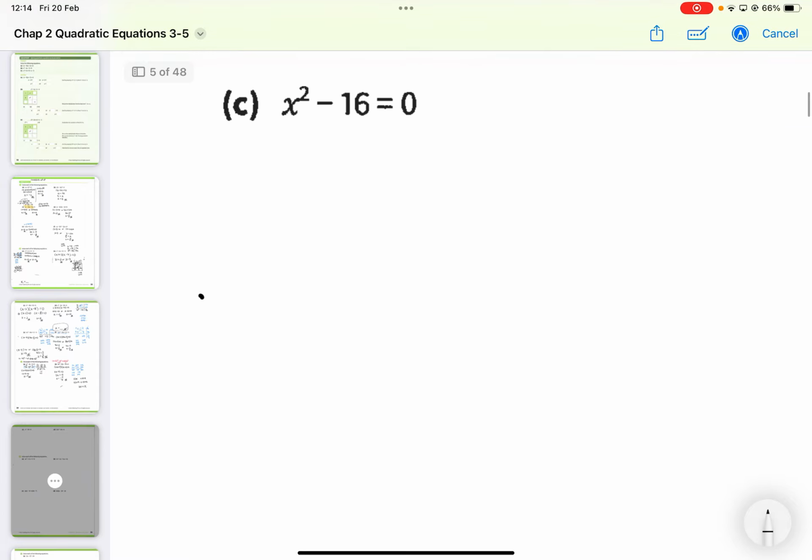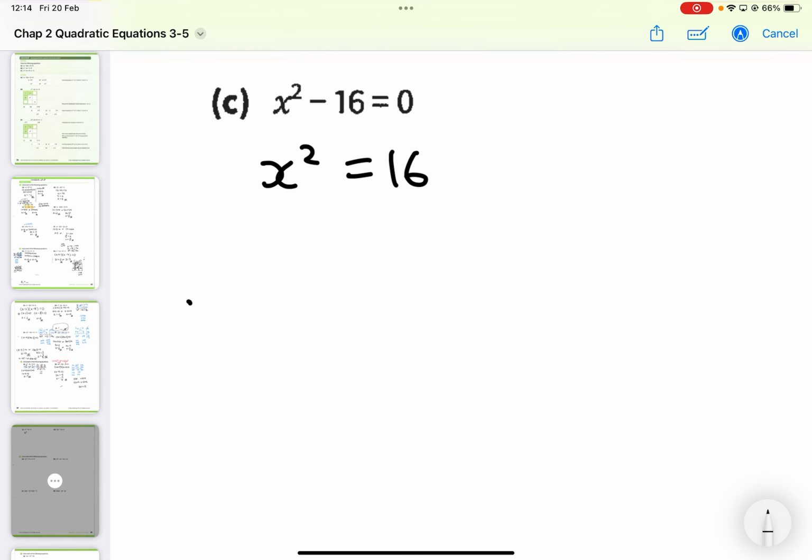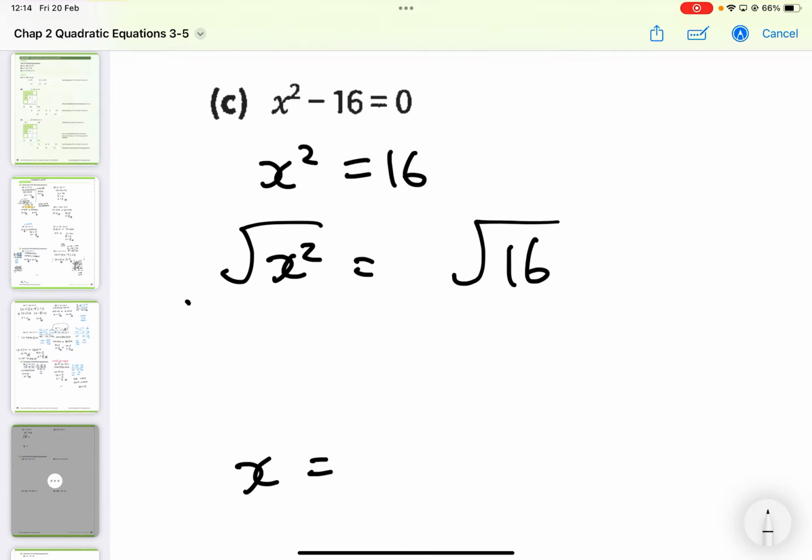Okay, part C. This one requires you to use your identity. There are two ways to solve this. I show you the easier one first. I put my x squared on one side. I put my 16 on the other side. Okay? Then I want to know what is x. That is the solution. So, from x squared to become x, I take square root. Then I must square root both sides because it's an equation.